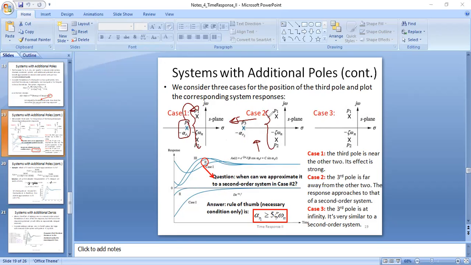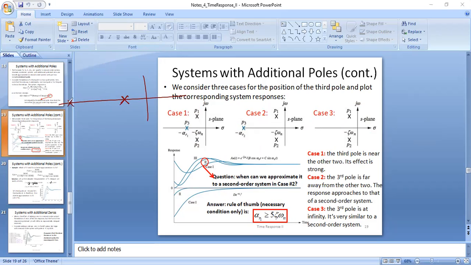So my response is approaching the second order system. Here my poles are at infinity, so this system is nothing but our second order system. What does it mean? Suppose this is your complex root, this is your root, one pole.